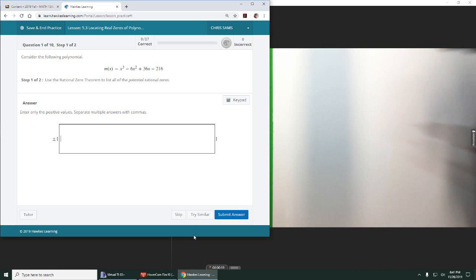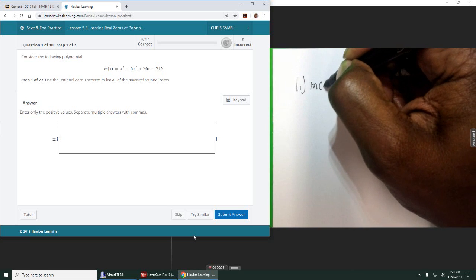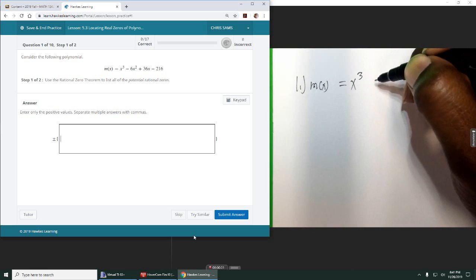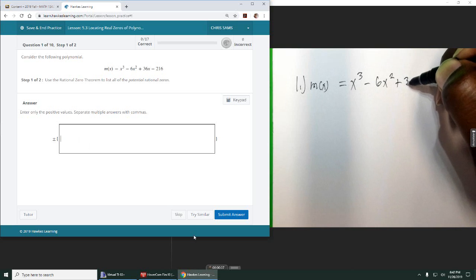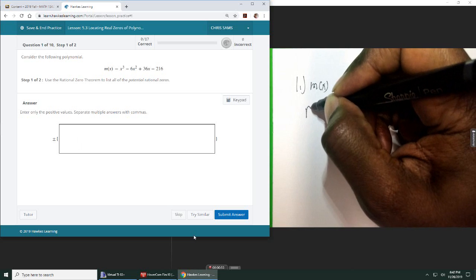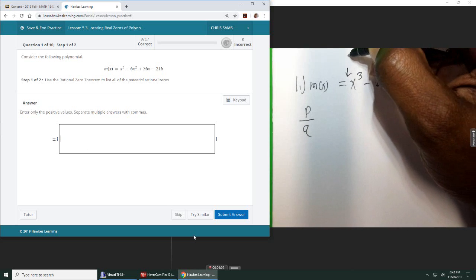Okay, so the way this works is we're going to take our polynomial, which I'm going to write out as f of x, and we're given x cubed minus 6x squared plus 36x minus 216. Okay, so they say that the list of all possible zeros are going to be the factors of p divided by q. What we're calling p and q, we're calling the constant term p, and we're calling the leading coefficient q.